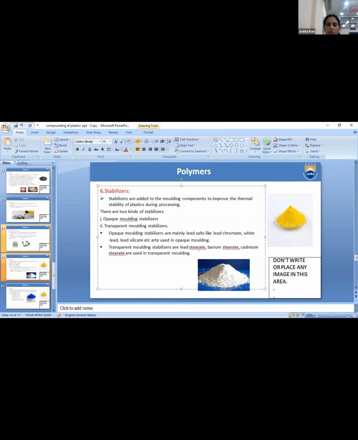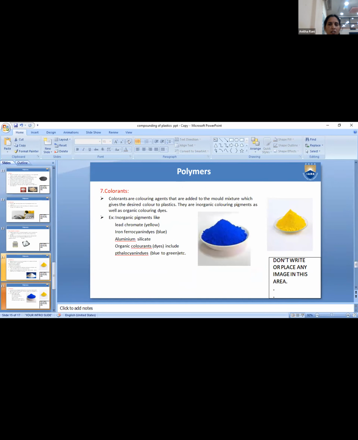So transparent molding stabilizers, we will use lead stearate, barium stearate, and cadmium stearate. So these we will also use as stabilizers in a polymer resin mixture. We will add this in compounding of plastics. So next, the last one is colorants.